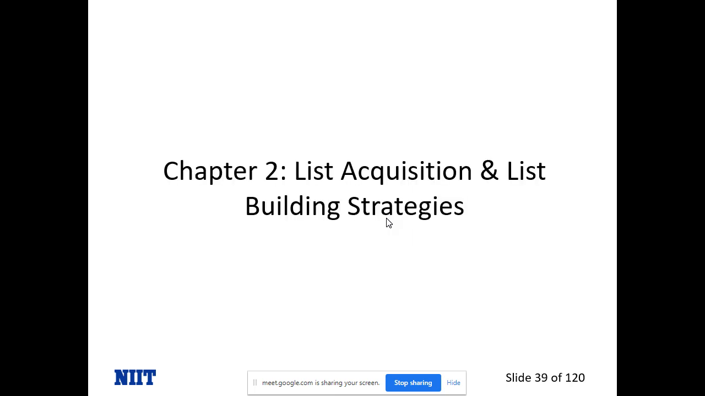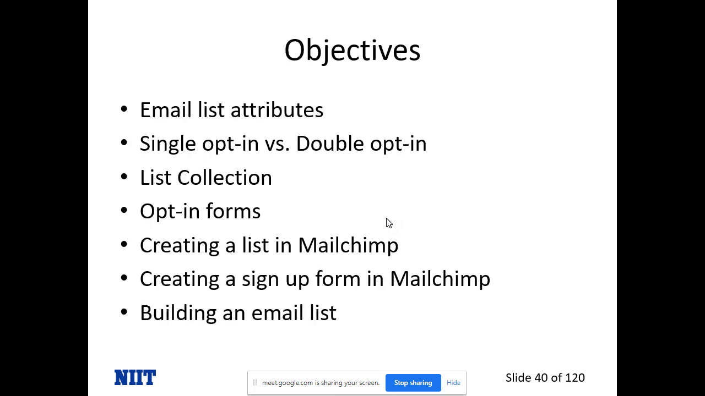Okay, thank you. Objectives: email list attributes, single opt-in versus double opt-in. अब ये चीजें हम आज देखेंगे. ईमेल लिस्ट के एट्रीब्यूट्स क्या होते हैं? सिंगल ऑप्ट-इन, right, वर्सेस डबल ऑप्ट-इन, right? Because people opt in for your emails. What is single and what is double? List collection, opt-in forms. How do you create opt-in forms using MailChimp? Creating a list in MailChimp. How do you create a list in MailChimp? Creating a sign-up form in MailChimp. Building an email list. ये सारी चीजें जो अभी दिल नवाज ने क्वेश्चंस पूछे थे, तो this basically the session is going to answer most probably each and every question that you might have.